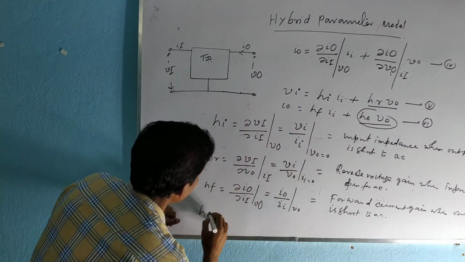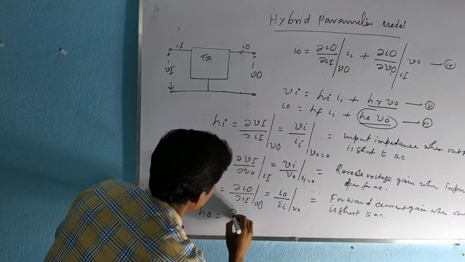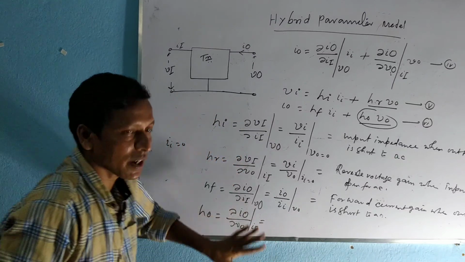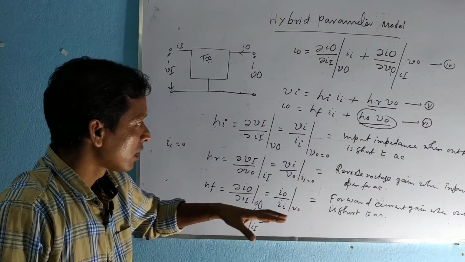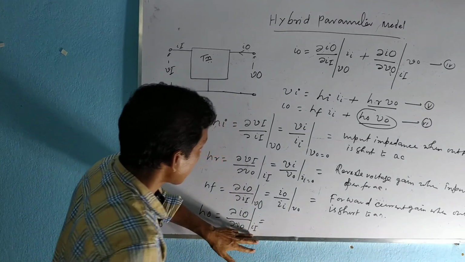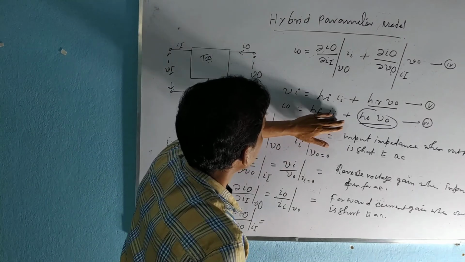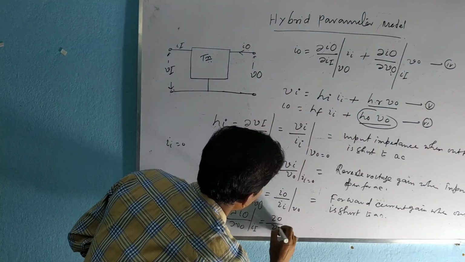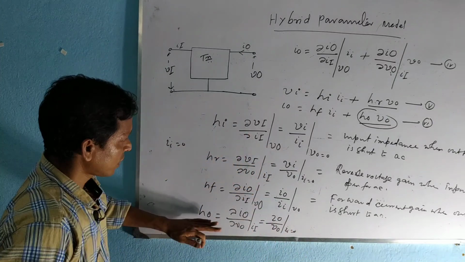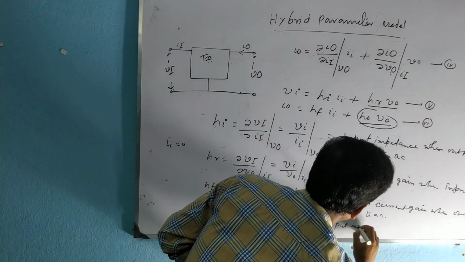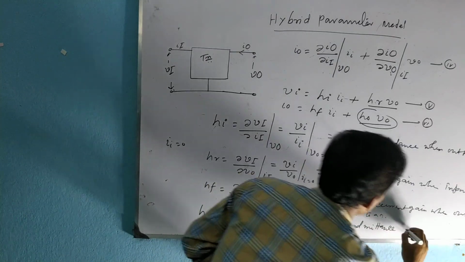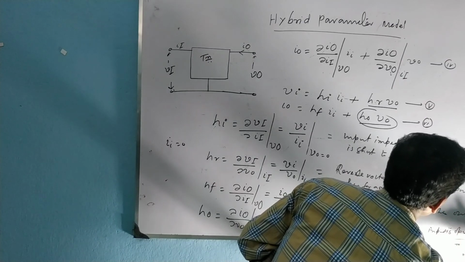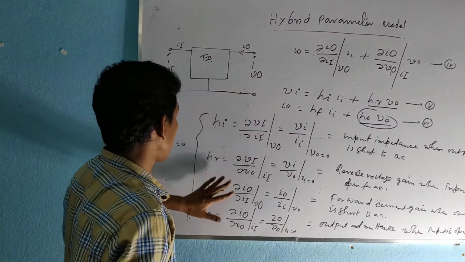Now another term, this is HO, and this is delta IO by delta VO. This is the ratio of the current to the voltage. Current to the voltage means inverse of the resistance or impedance, that means the admittance. II is equal to constant, which means the AC term is 0, so the first term will be 0. So HO is equal to IO by VO when II is equal to 0. So this is the output admittance when input is open to AC.